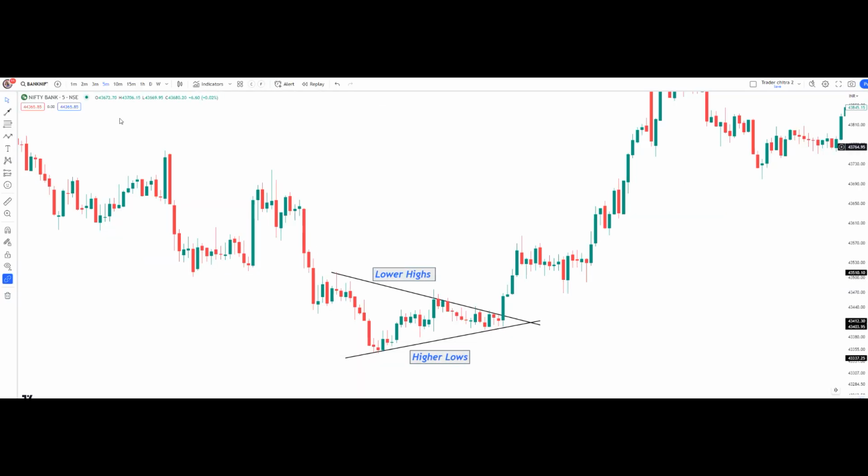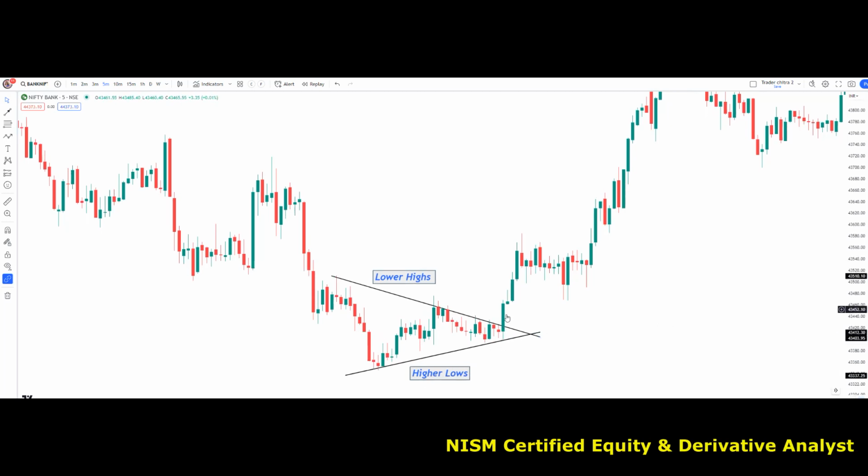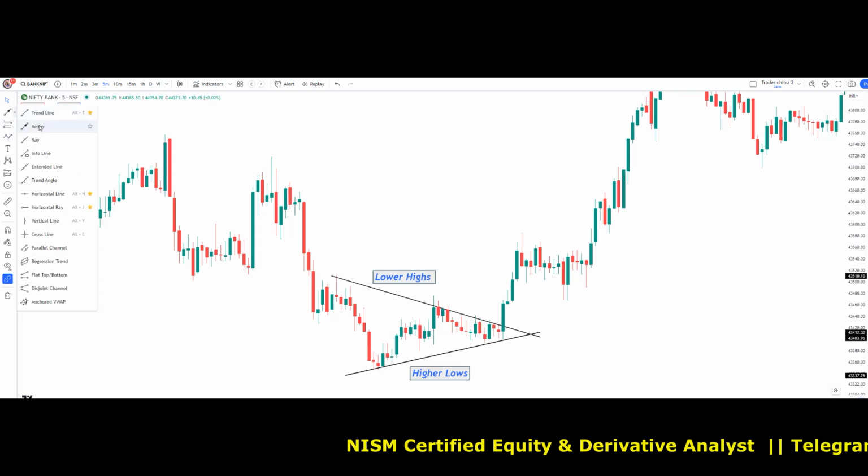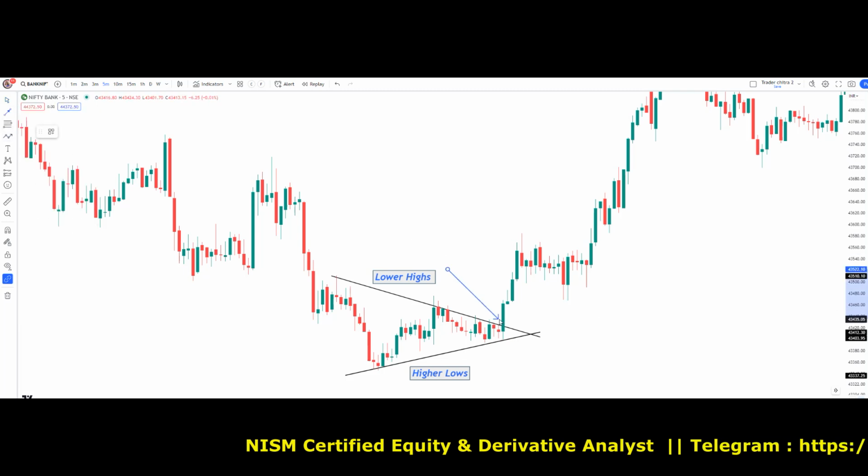This is the Bank Nifty 5 minutes time frame chart. So this is an example of a symmetrical triangle, meaning lower highs and higher lows are formed. When we get any breakout, we can enter for a long trade above this green candle. So this is the place where we will be entering into the long trade.